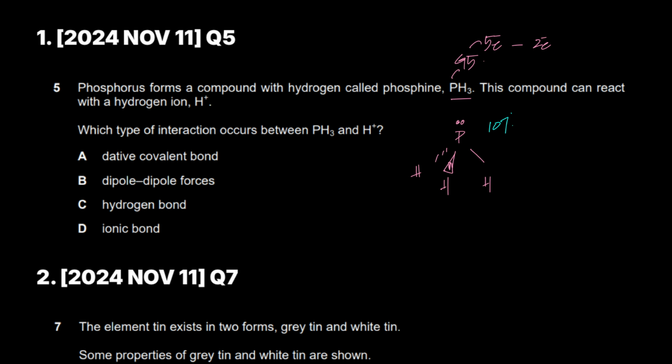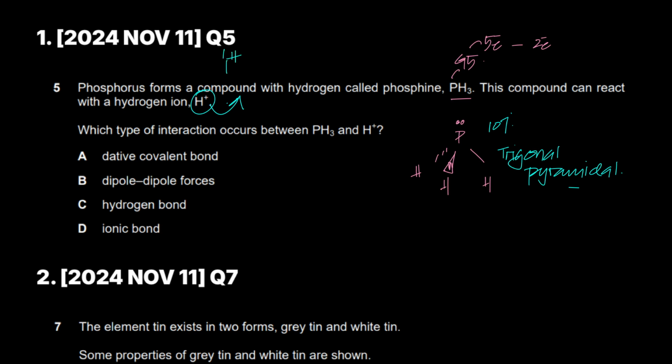This shape is like a pyramid, and because there are 3 bonds, it is called trigonal pyramidal. So that's the shape for it. I'm not reading the complete question, but slowly and gradually giving you guys more and more details. You see, this compound can react with a hydrogen ion. Now, if you check this out, it's H, 1 plus ion, right? Now, hydrogen is 1, 1, right?